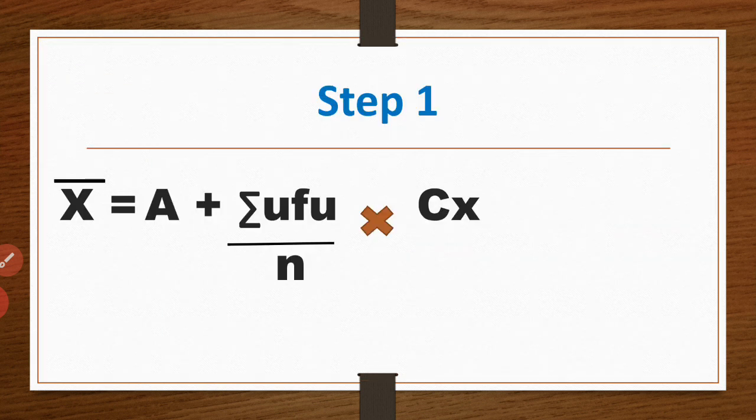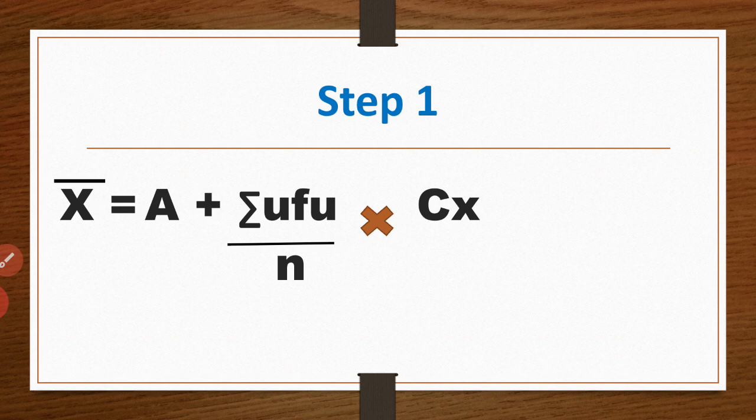Step number 1 is to find the mean. X bar and y bar are compulsory in the chapter of regression, but here the formula will be changed. In the previous method and in the previous chapter also, we used the formula of mean, x bar is equal to sigma x upon n, a simple formula. But here we are not using the simple formula; here we use the formula x bar is equal to a plus sigma ufu upon n into cx.